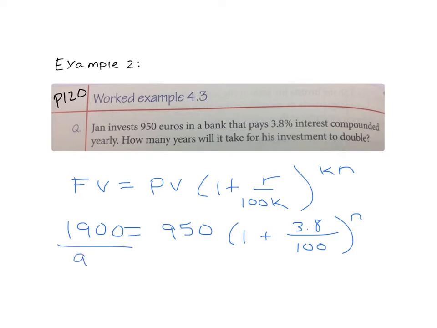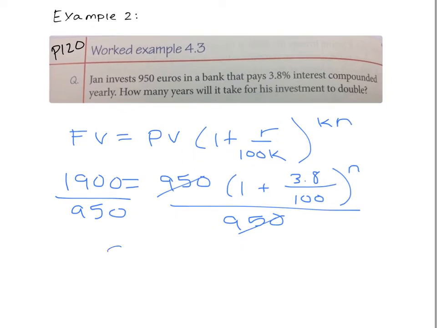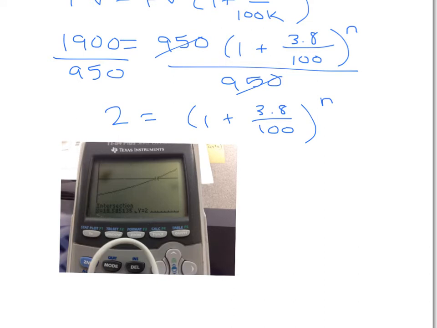So we can start to solve this by dividing both sides by 950. And we end up with 2 is equal to 1 plus 3.8 over 100 to the n. Now this is an exponential equations problem, so if you think back to our unit, you'll want to go ahead and graph and solve for the intersection. So you'll have to play around with your window to get it to show it properly, but here it would look like this. Okay, so when we look at that graph, we can find the intersection. It says 18.5, comma 2.